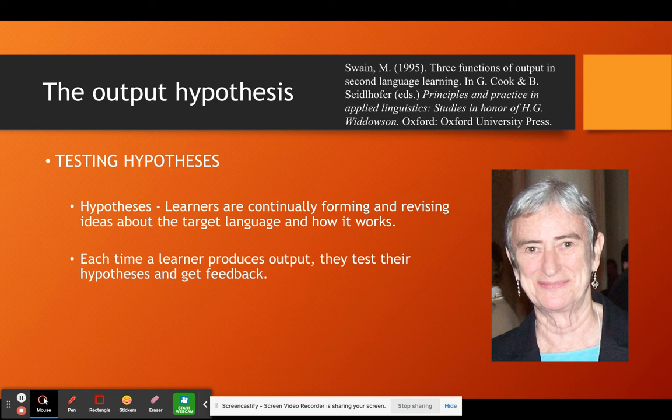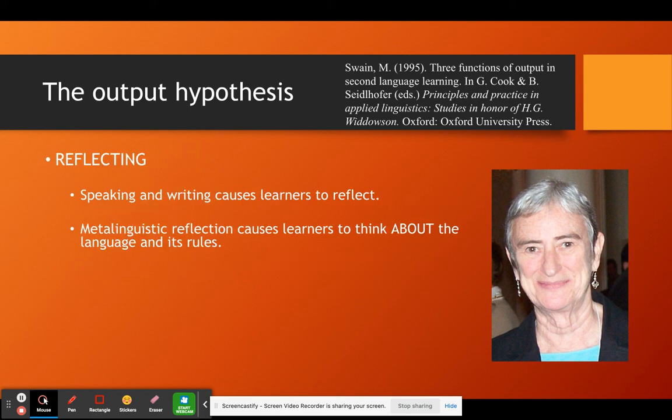Notice here she's borrowing from Long, his whole idea of the negotiation of meaning and the negotiation of form that happens during actual communication. The learners are trying to use the language, they're speaking and writing, and they're getting feedback. Again, it's not that somebody's necessarily correcting them explicitly. The focus is on communication, the focus is on meaning, but it's causing them to get useful information about form. That's testing hypotheses.